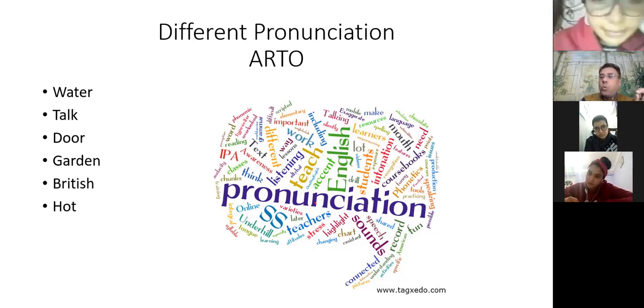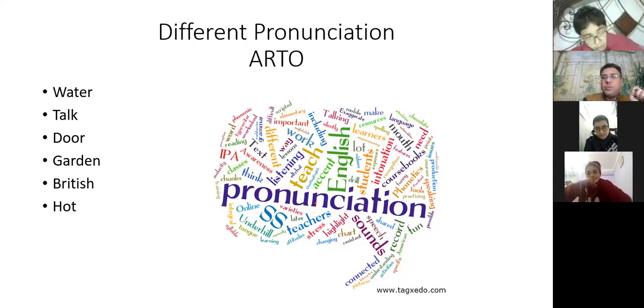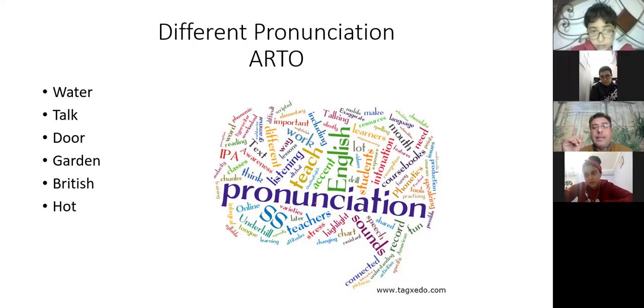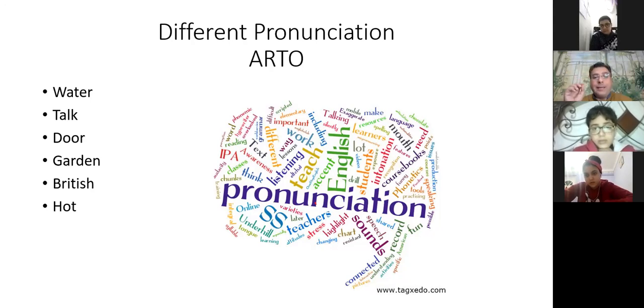And what about O? In British, it's just O: hot. In American, it's near to ah: hot. In British, hot; in American, hot. So we have four letters of difference in pronunciation between British and American. Now I'll pronounce them again, British first, then American.